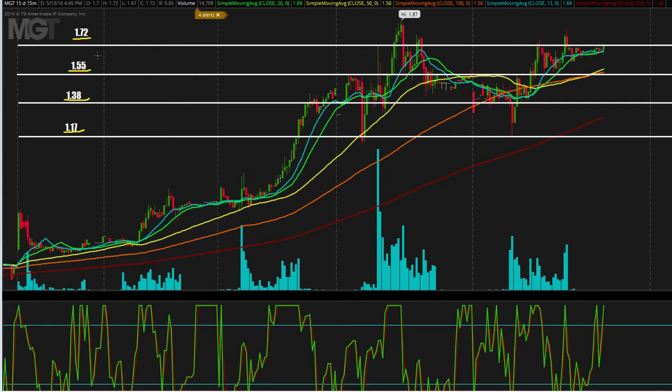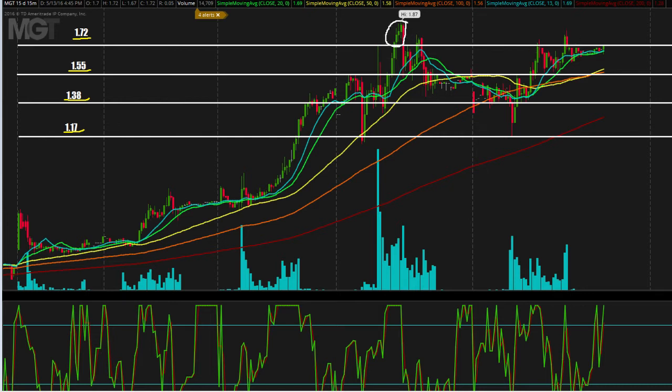That means that $1.55, $1.38, and $1.17 are now support levels. As long as we remain above that, that'll be support. If we break below 155, it could turn to resistance, and the same thing goes for 138 and 117. But as it stands now, we have plenty of support, and we just need to break 172 to see a push to $2.